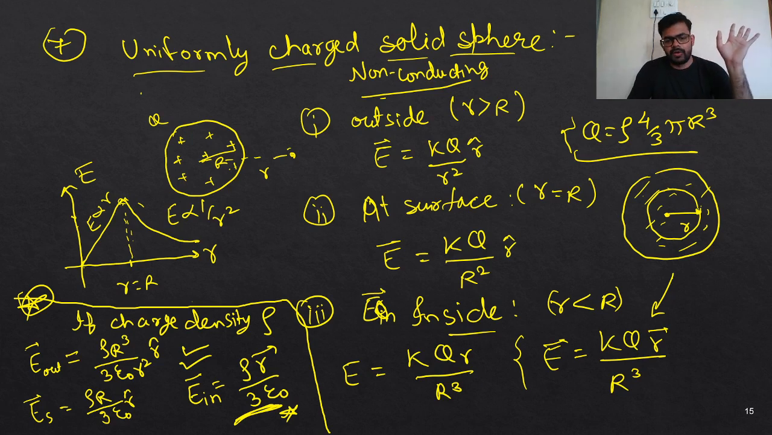What is the meaning of rho? Rho is charge density, meaning charge per unit volume. Then you will ask, what is sigma? Sigma is charge per unit area, total charge divided by surface area. Then you will ask, what is lambda, sir? Lambda is charge per unit length. That is for a linear object.